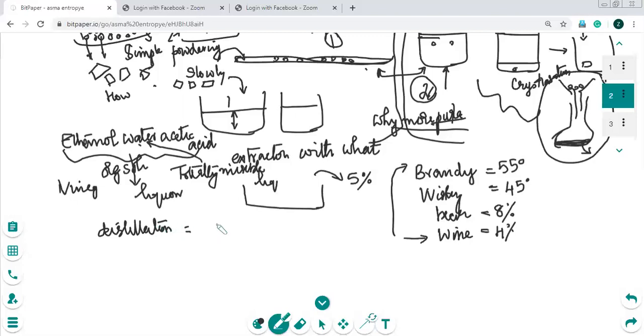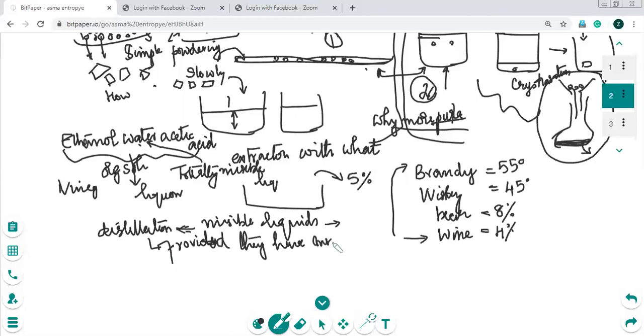Now, we have two miscible liquids. For miscible liquids, there is no other way for separation. They can be distilled, provided, what is the condition? They can be distilled to separate, provided they have a considerable difference in boiling point. I guess 25 K, I don't remember. Degrees or Kelvin, I don't remember. Difference of 25, right? Okay, good. I appreciate.